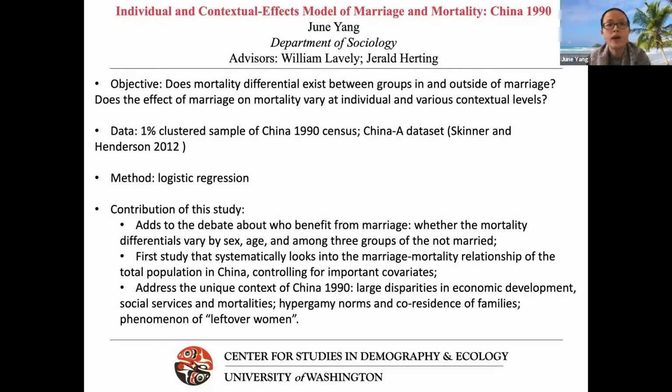Okay, so what I will be presenting is an ongoing work of my master's thesis that uses individual and contextual effects to model the relationship between marriage and mortality using the China 1990 data. My objectives are to answer the following questions. Does a mortality differential exist between groups in and out of marriage? And also, does this effect vary by individual and contextual level covariates?